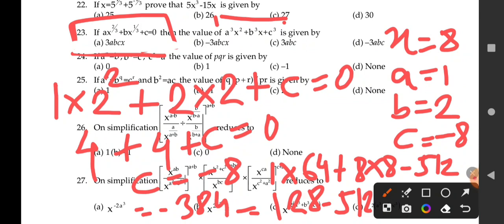Let us see the first option, 3 into a, b, c, x. So we have 3 into 8 into 1 into 2 into 8, minus 384. Option number A. The second option will come in the positive, which is not the answer. Third option, again some x is missing, so option number A is the right answer.